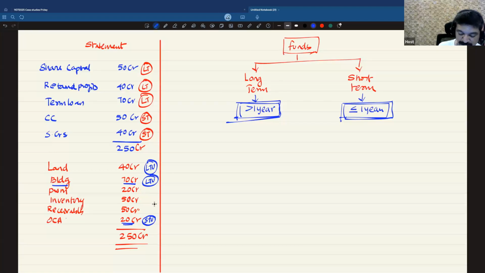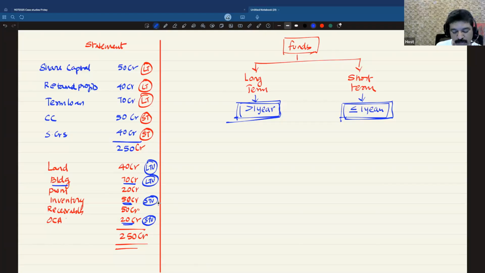I am investing that money in inventory, that is, purchasing raw material, so I can convert that into finished goods. I can sell it in the market and get the cash in 30 days, 60 days, 90 days. Is it long term or short term? This is a short term use.